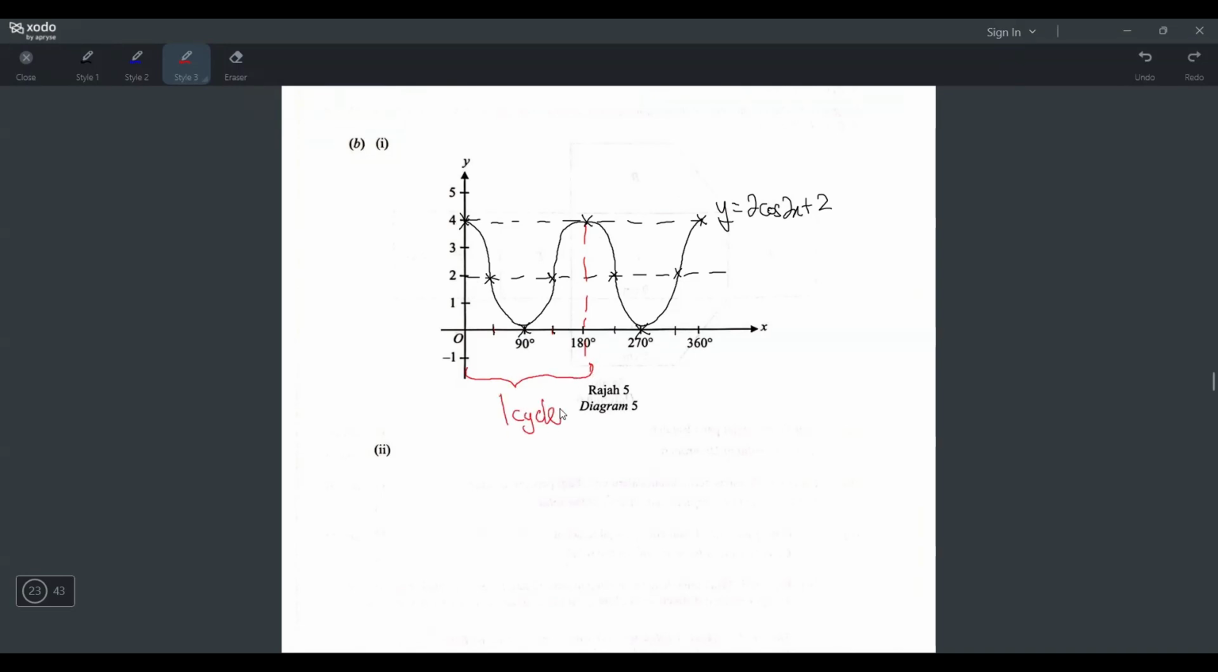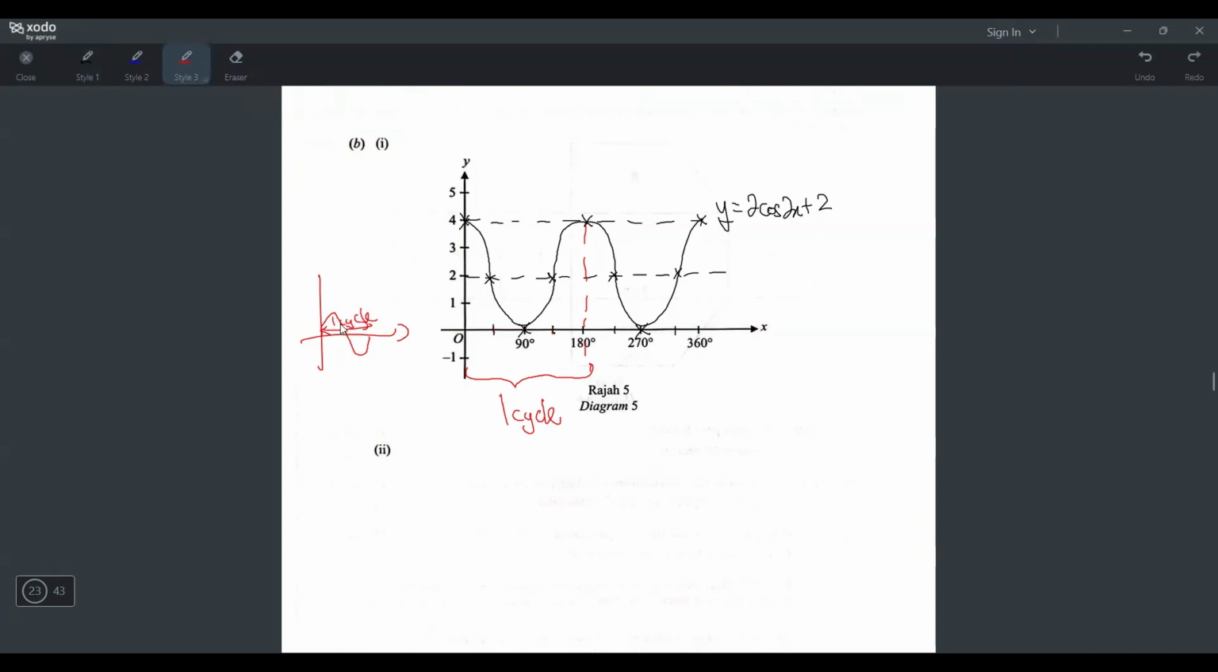So in other words, what is a cycle? A cycle is one complete graph. So if it's cos x, then one cycle is like this, right? But if it's a sine graph, one cycle will be like this. This is one cycle, like from here to here is one cycle, right?